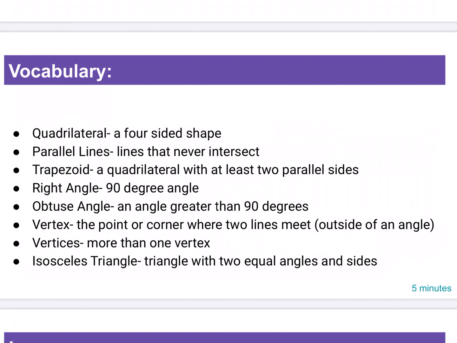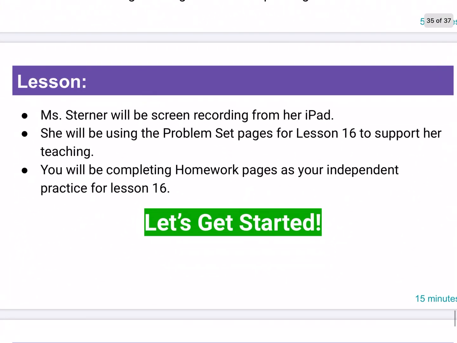Okay, so on to our lesson. We have the problem set pages from lesson 16 that we're going to be practicing with together. And then when you do your independent practice by yourself, you'll be doing work from the homework pages.